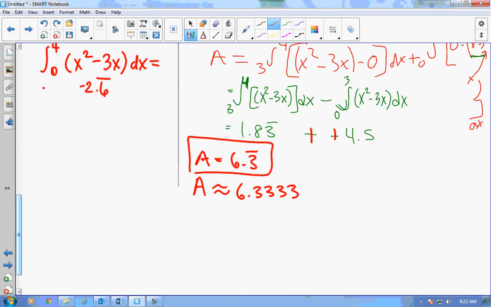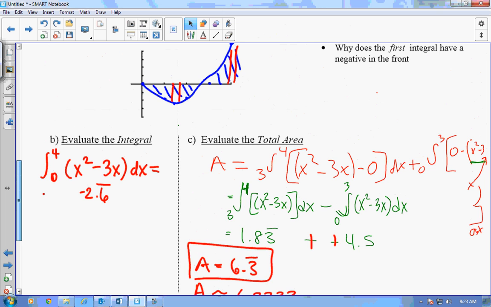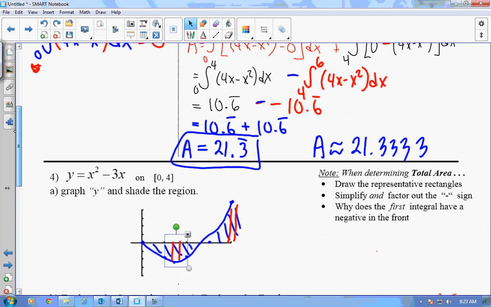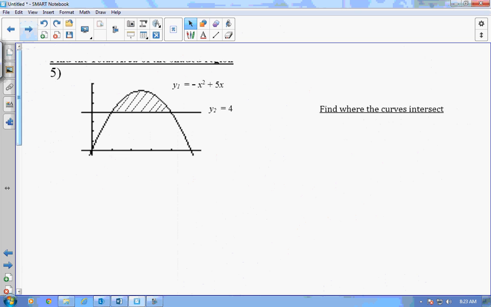So again, the first one, well, in John's case, it ended up being the second one. But why did this first section end up having the negative sign that popped out front? Because it was the negative area, and to make it positive, it pops out. So notice, whenever it dips below the x-axis, that's the one that had the negative pop out front. Okay, flip it over. Now we have one that's not the x-axis.